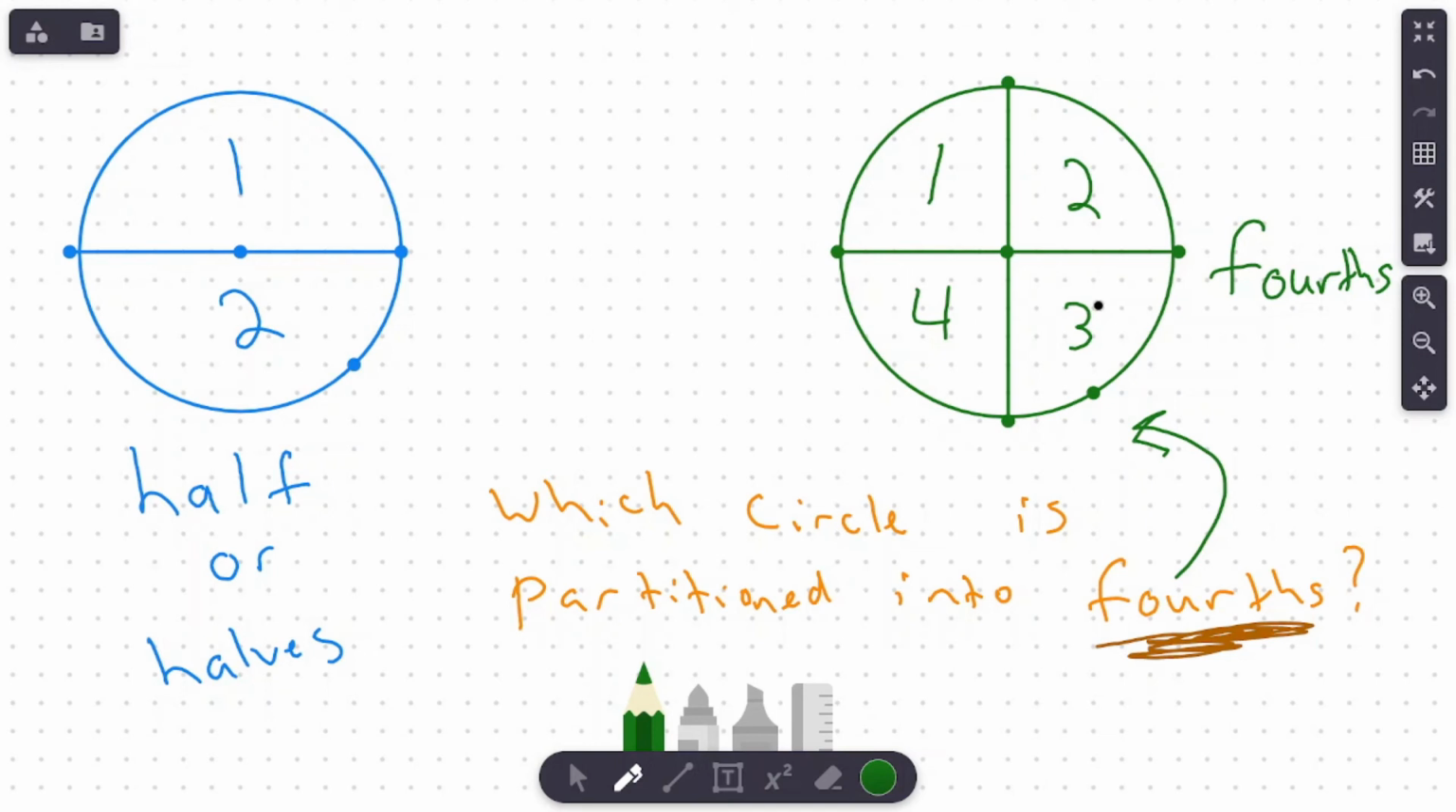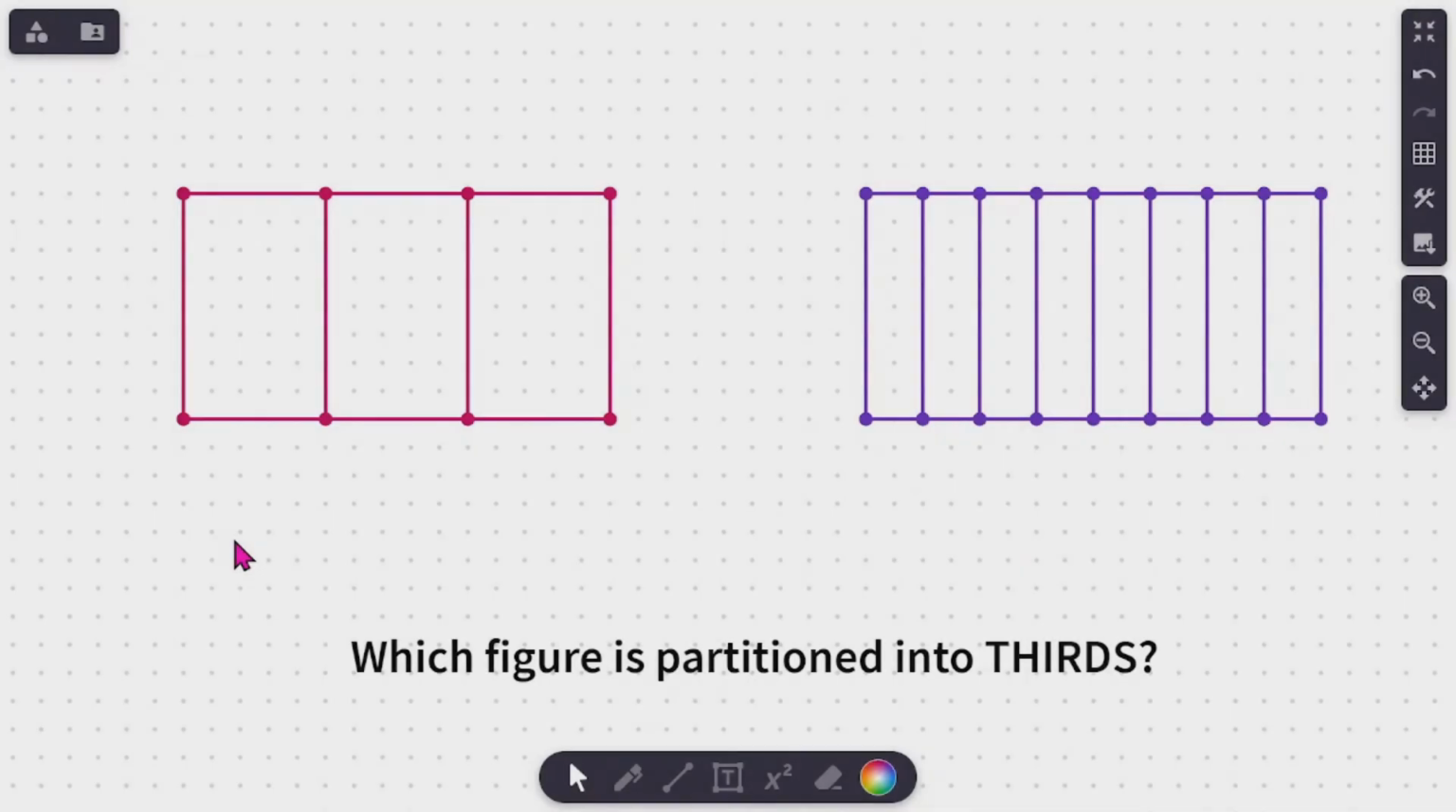I've got one last one here that I want to challenge you with. Rewatch this part if you need to. Give it one more shot. All right, ladies and gentlemen, I have our final problem for you on the screen. I have 2 figures, a pink figure and a purple figure, and your question is, which figure is partitioned into thirds? Take a look at it for a second. Try it on your own. Write your answer down. Talk to somebody near you, but see if you can figure out which figure is partitioned into thirds.